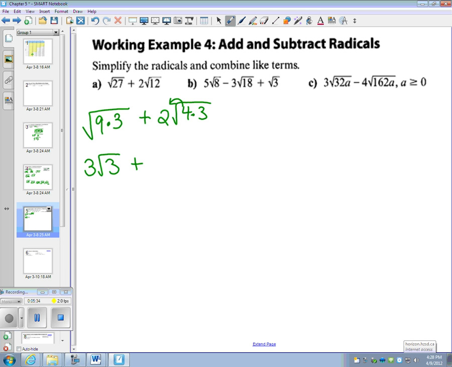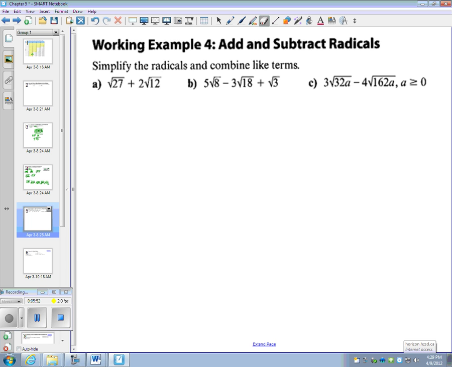So bringing that 2 out, we have 2 times 2, which is 4. Okay, we can add this up. If I have 3 square roots of 3 and another 4 square roots of 3, that's just like 7 square roots of 3. Okay, let's look at the next one.